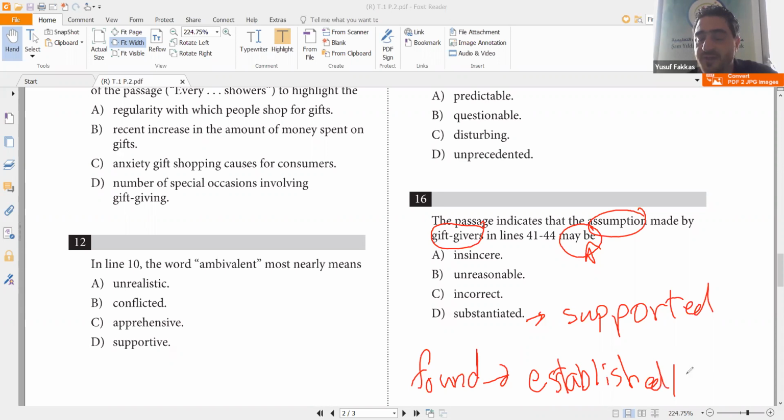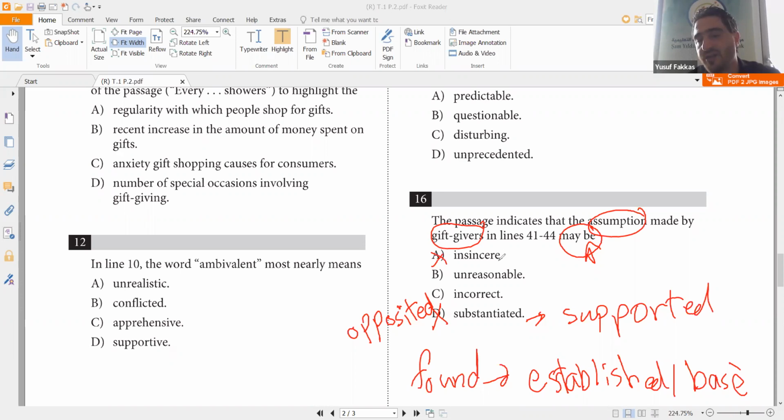Or sometimes found means base, okay, so the basis of something. So when you say that this assumption is unfounded, it simply means it's not established, it's not based, and it's not supported. So D is the exact opposite of the right answer. Again, unfounded means not established, not based on anything, not supported. But substantiated means supported. So it's the exact opposite.